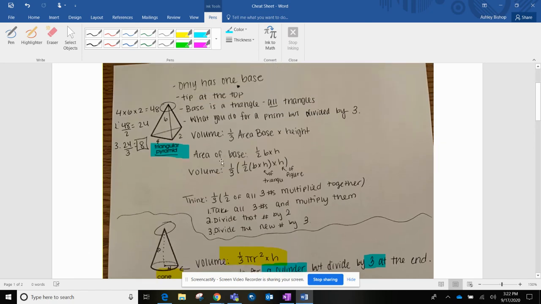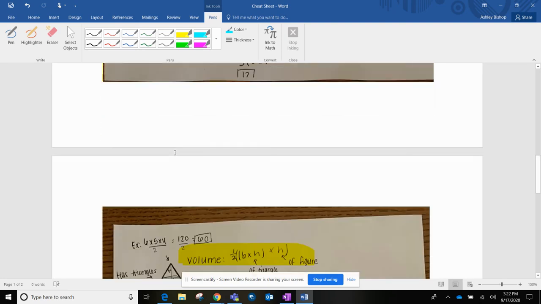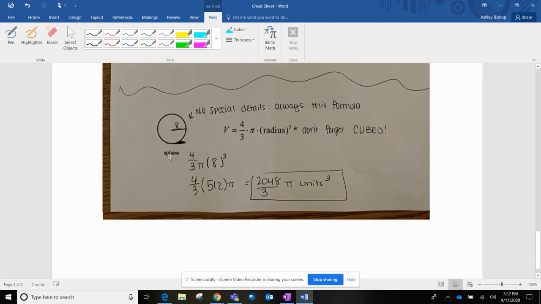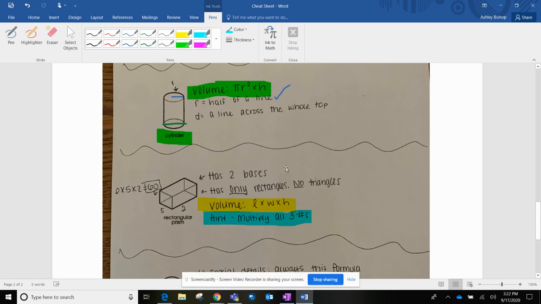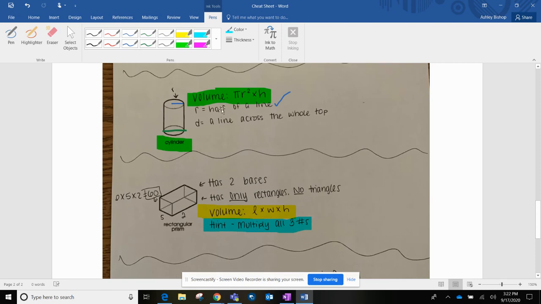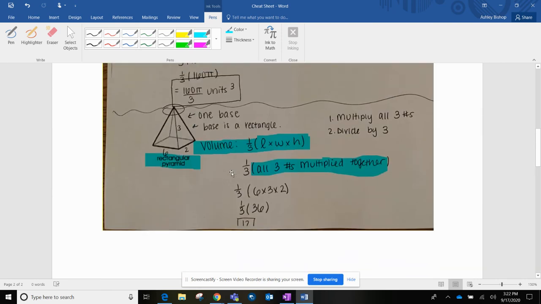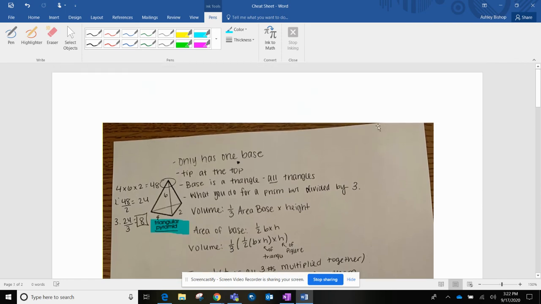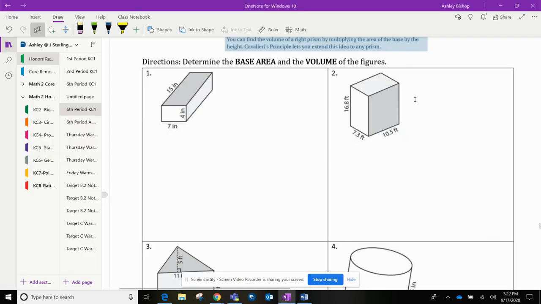I made this for my students so that it could help them. You have your pyramids and your cones on one page, and your prisms and your cylinders on the other, and there's a sphere. I give you worked out examples, I give you hints, I give you the formulas. This is what you're really going to want to use throughout each of your problems. So let's just jump into a problem, and I'll show you how to use it.